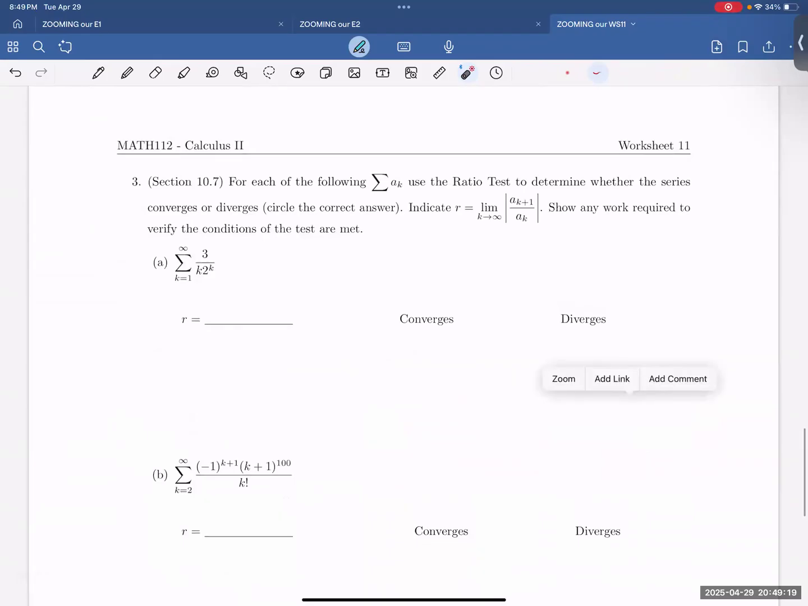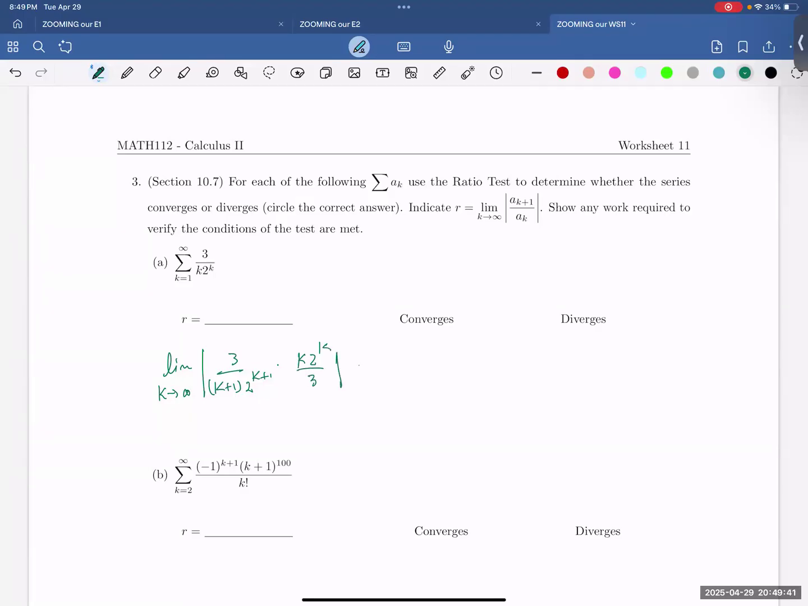Ratio test. Limit as k goes to infinity. A sub k plus 1 is 3 over k plus 1 times 2 to the k plus 1, times the reciprocal of the kth term. And we end up with, okay, the 3's cancel. We have k and 2 to the k. We have k plus 1. 2 to the k plus 1 is 2 to the k times 2. The 2 to the k's cancel.